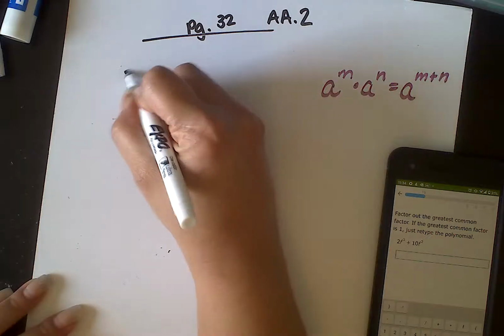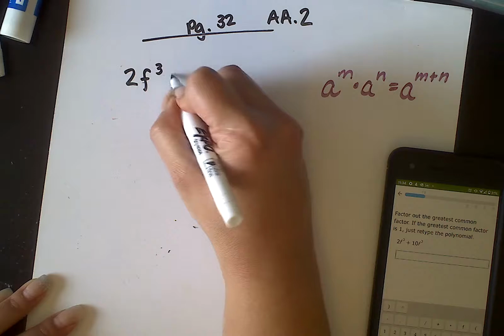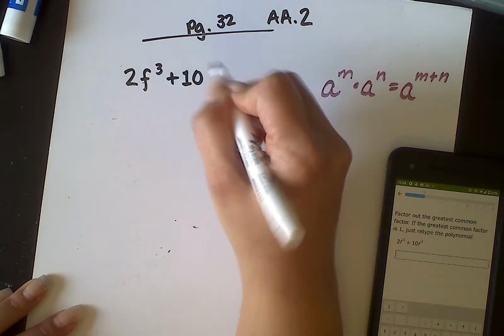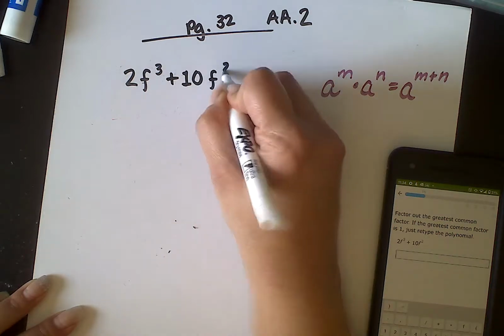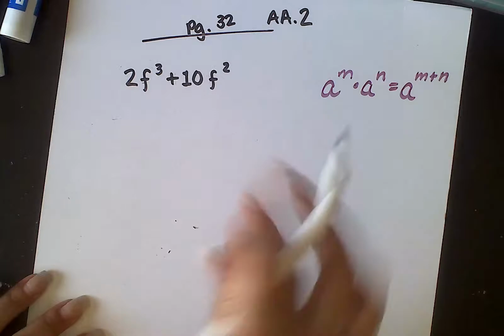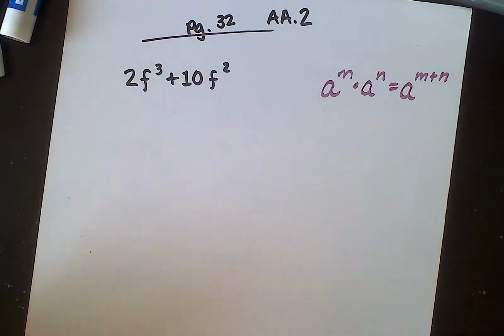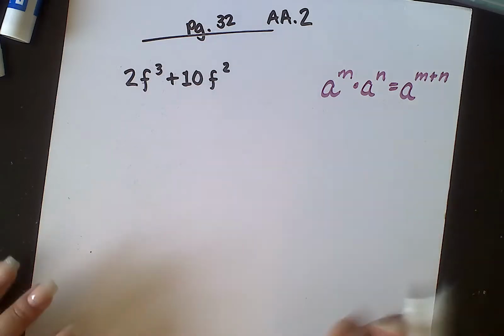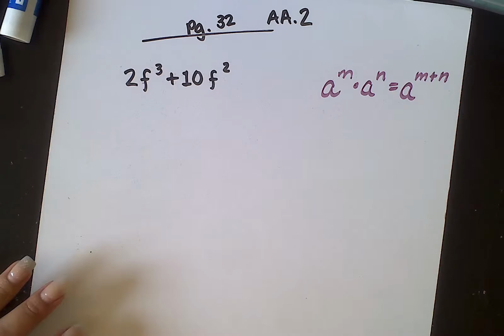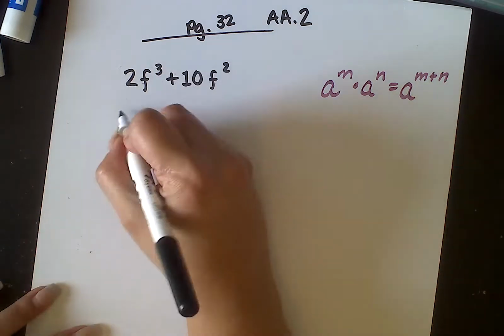Let's see. 2f cubed plus 10f squared. All right. Now, if you're starting to get the hang of what you're doing and you don't need to expand out, then boo do you. You don't have to expand. But it seems to be probably easiest to realize what you have in common. So I'm going to keep on doing that.